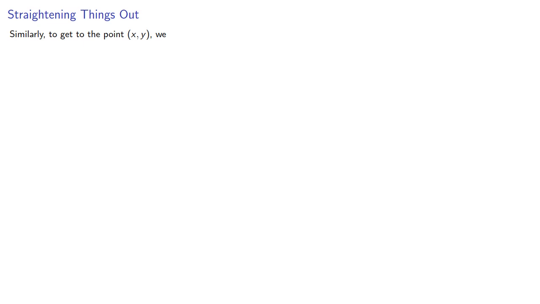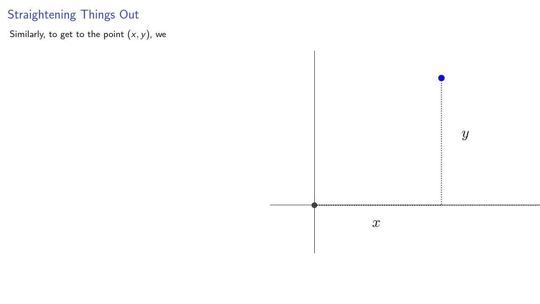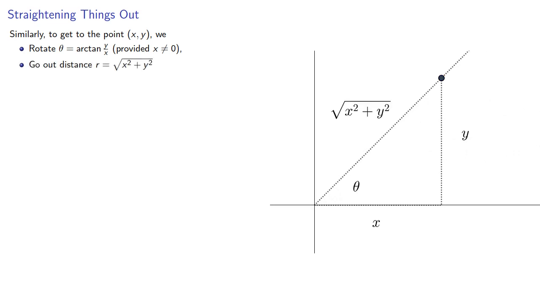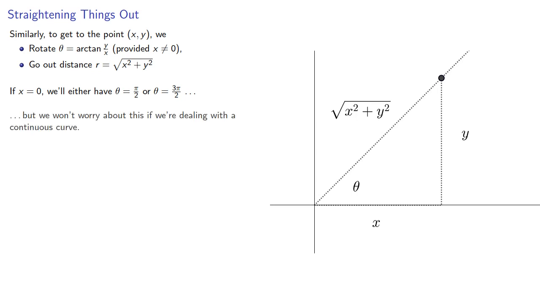Similarly, to get to the point in rectangular coordinates x, y, we want to rotate through an angle of theta equal to arctangent y divided by x, provided x is not equal to 0, and then go out distance r equals square root x squared plus y squared. Now, if x equals 0, we'll either have theta equals pi halves or theta equals 3 pi halves, but we won't worry about this if we're dealing with a continuous curve. And you might wonder why, and the quick answer is, well, it's calculus. Remember, the continuity means that the limit is equal to the function value.